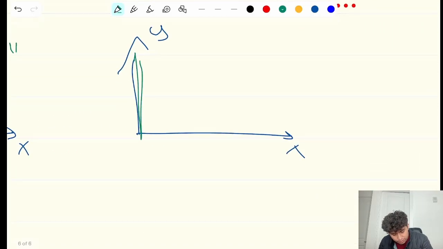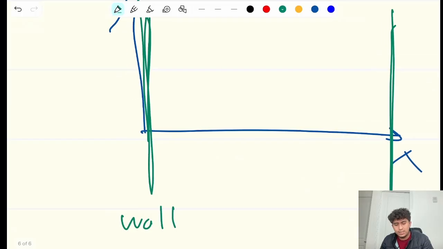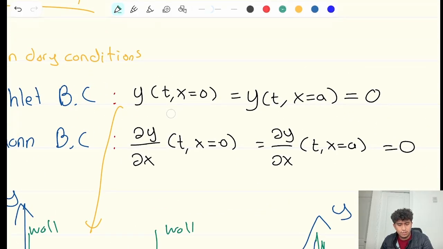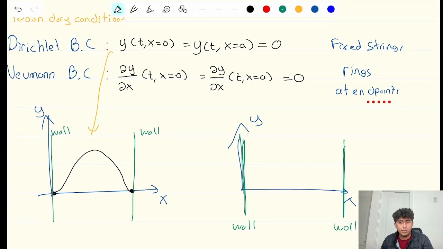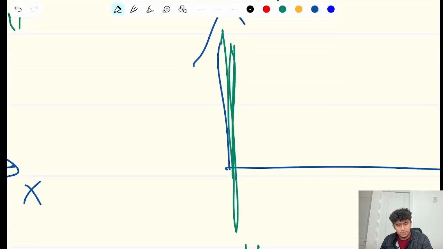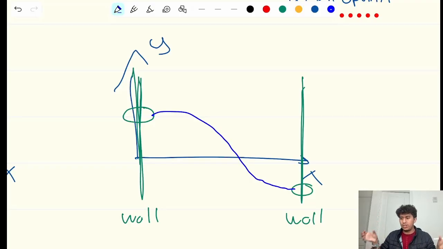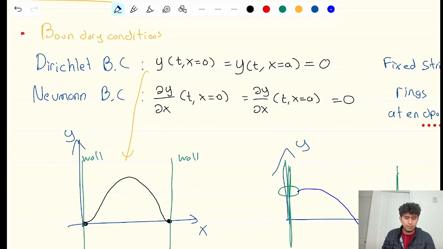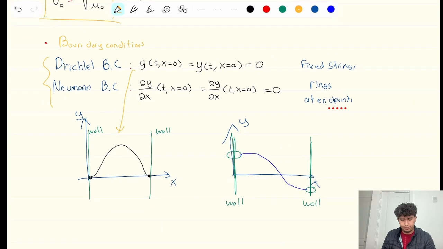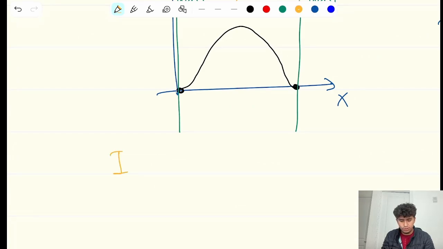While in the other case, let's assume there's a wall here and a wall here. And instead of fixing the endpoints, we're fixing the first partial derivative, which means that there's a ring here and a ring here. Basically the string is just moving. It has moving endpoints, which are just rings. Cool. So that's for boundary conditions. We have these two types. And now we go for initial conditions. These ones are conditions in time.